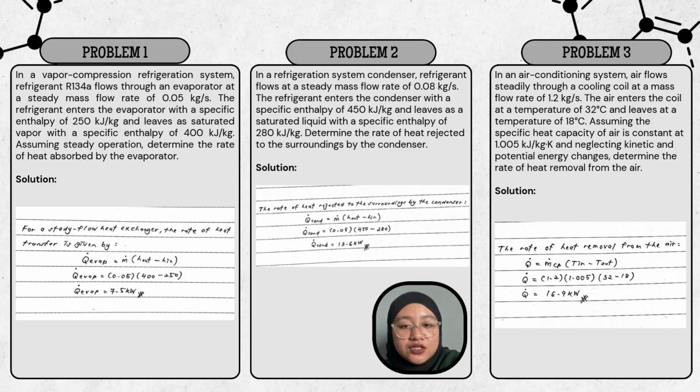The calculation: we use the formula Q dot equals m dot multiplied by Cp multiplied by (T_in minus T_out). We calculate the heat removal rate. Result: this gives us 1.2 multiplied by 1.005 multiplied by (32 minus 18), which equals a heat removal rate of 16.9 kilowatts. That's all from me. Thank you.